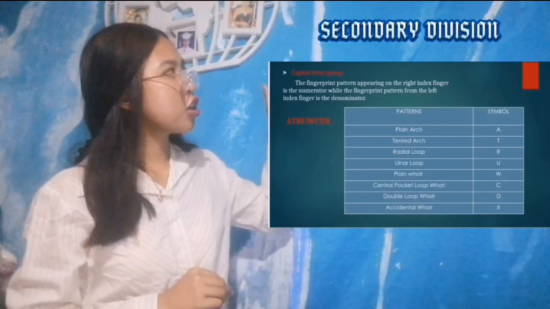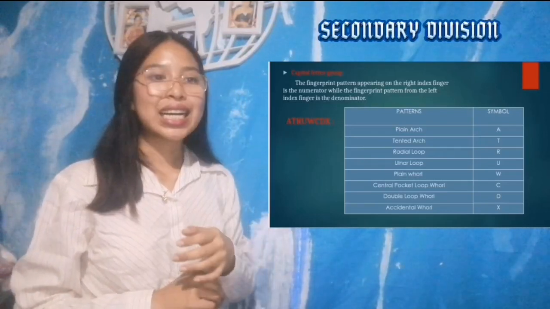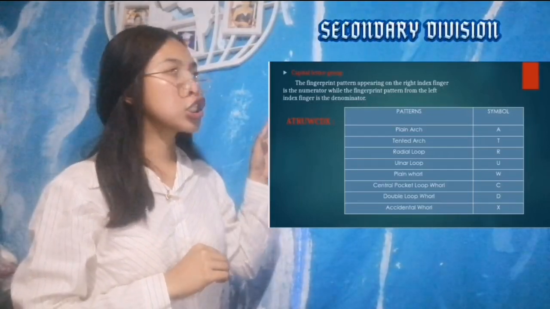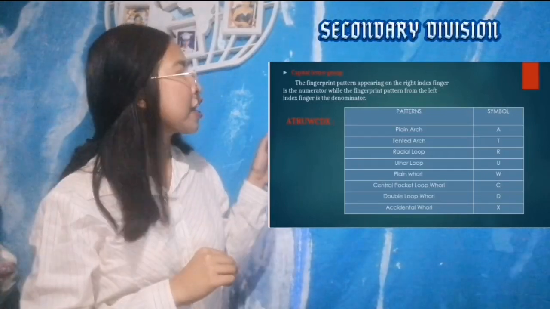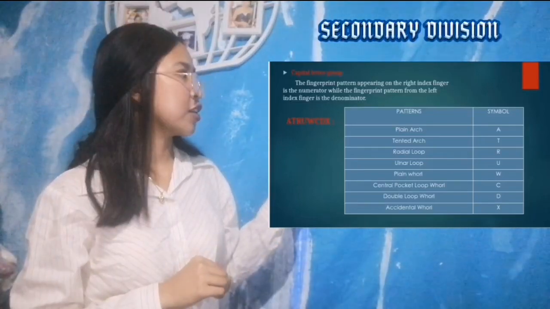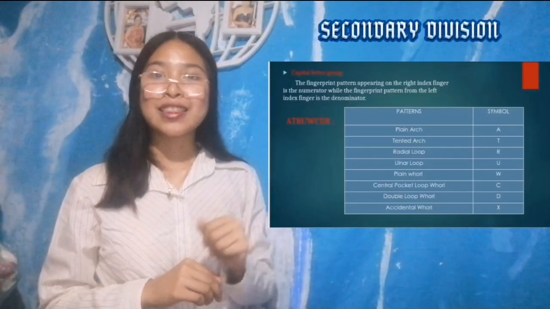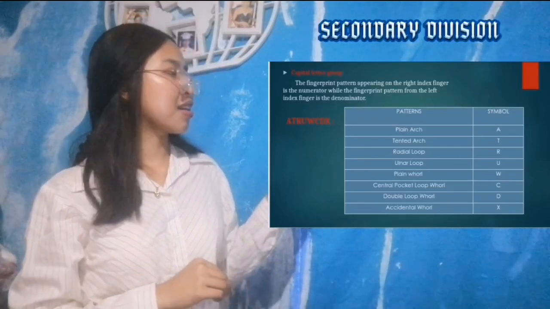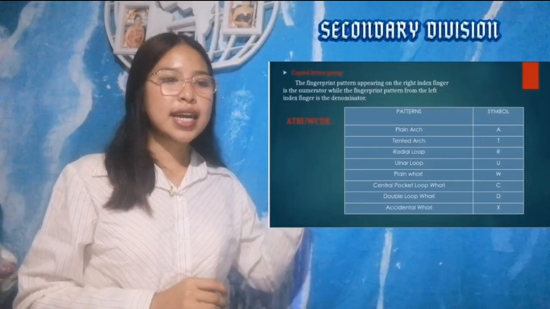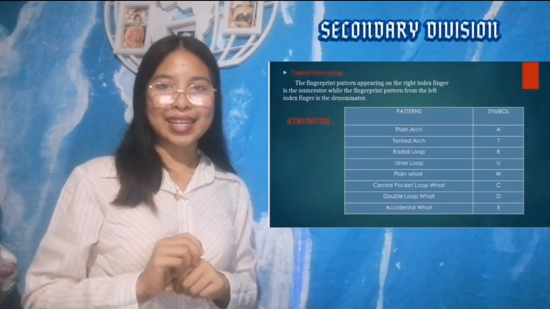So plain arc will be A, tented arc will be T, radial loop is R, ulnar loop is U, plain whorl is W, central pocket whorl is C, double loop whorl is D, and accidental whorl is X. To remember this, the reminiscent is A through CDX.